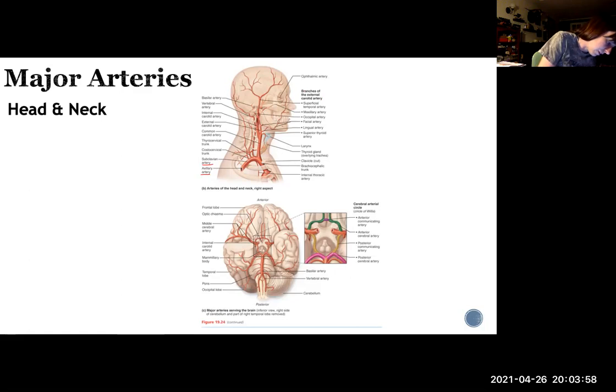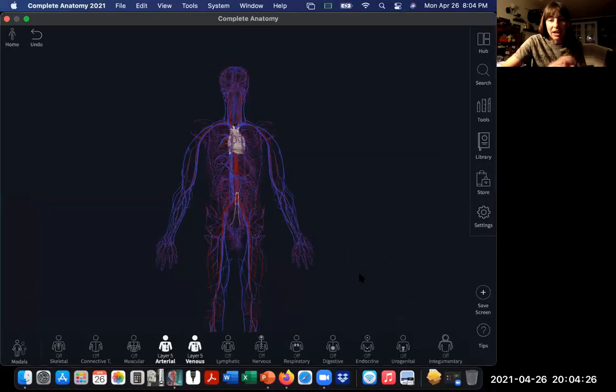Okay. We need to know the common carotid. This would be the right? And then the external and internal carotid arteries. So where it branches here and here. And this whole deal. Here we go. The cerebral arterial circle, AKA the circle of Willis. Let's pause and explore our little friend here.